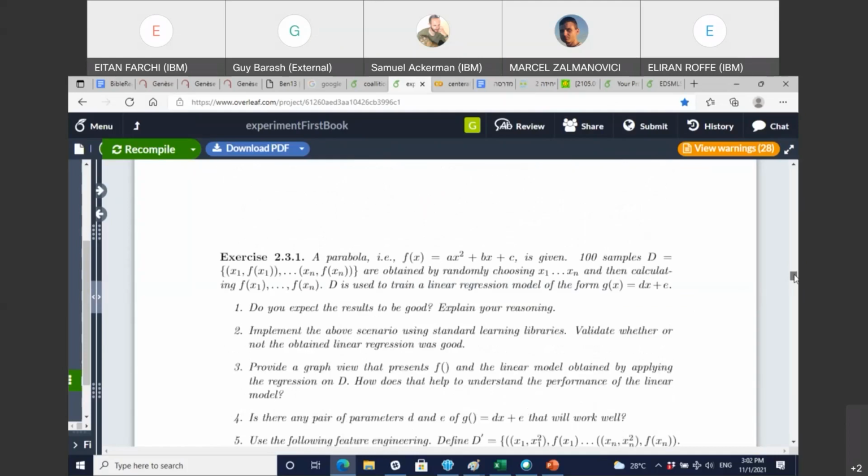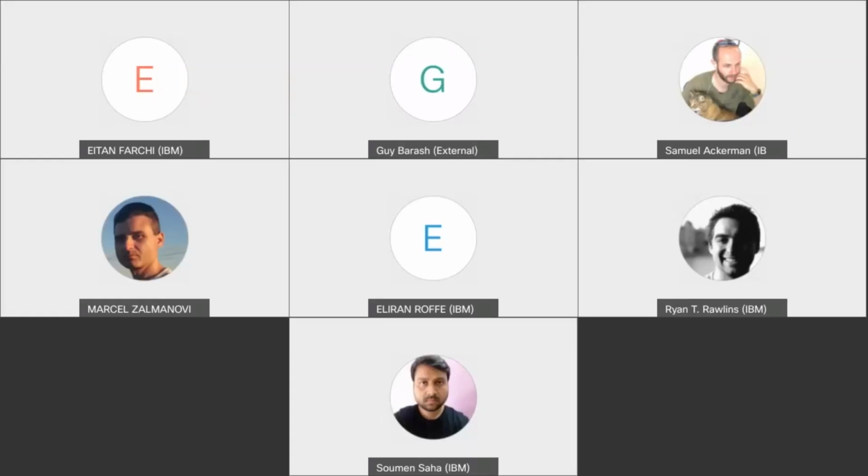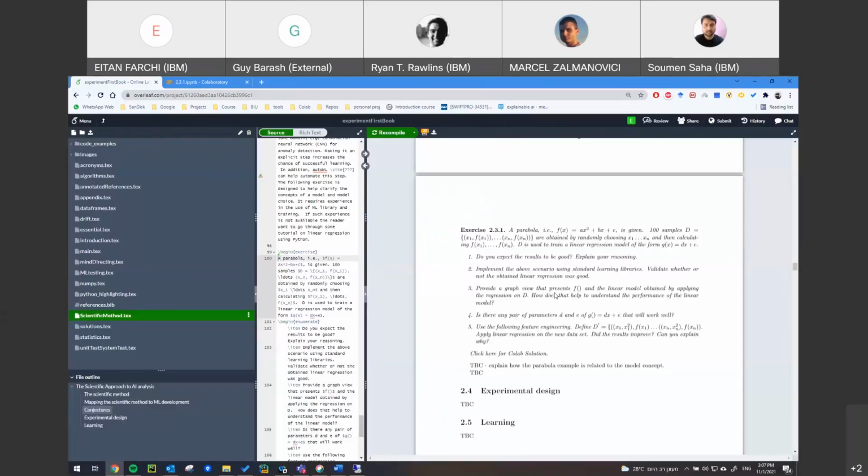So this is the exercise, and Guy will take us through the exercise. So Guy, the floor is yours. Thank you. I'm taking the share screen. Okay, can you see my screen? Yes, we can see your screen.